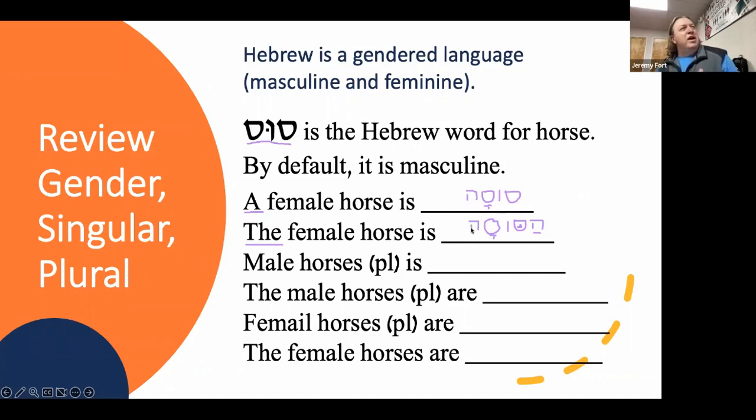Ha susah. All right. Do I have a volunteer for male horses plural? I want to say male horses. Robin? Okay. So what is susim? That's exactly right. So that would be sus, and then you would have the hey, the yod, and the final mem on that one. If I wanted to talk about the definite, the male horses plural, what would I do?